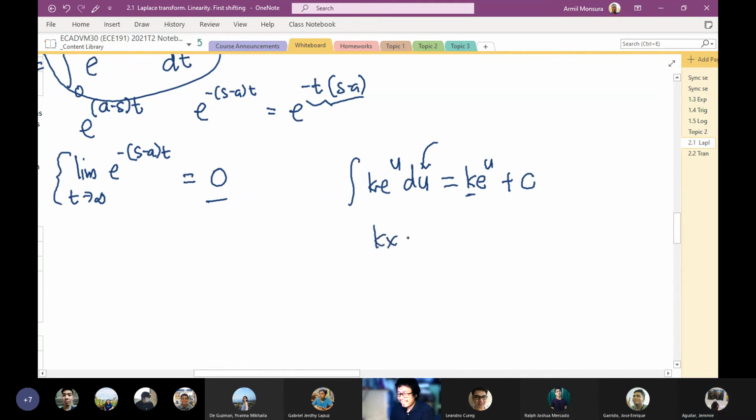Just kx. The integral of kx dx. What is this? k multiplied by 1/2 x squared. So, k times x squared over 2, plus C. We can do that, right?